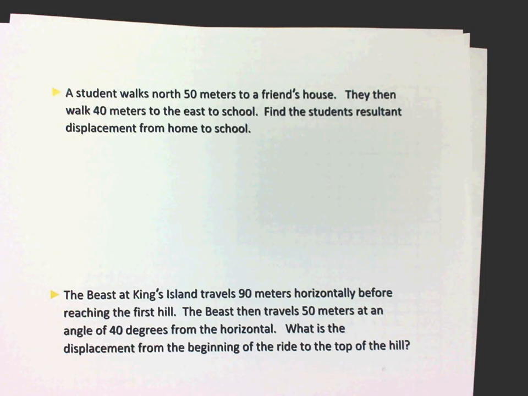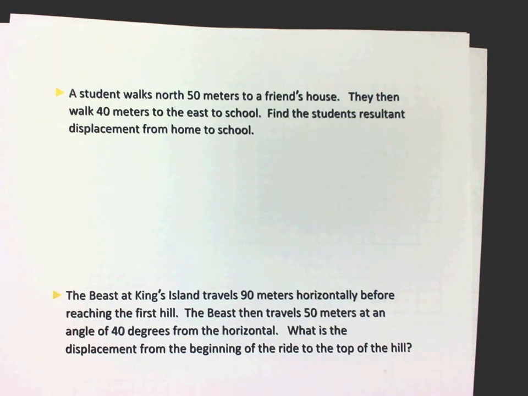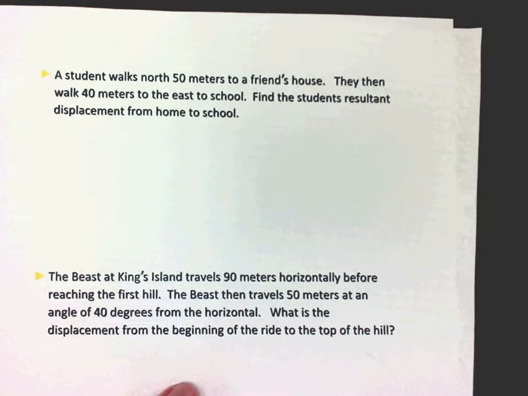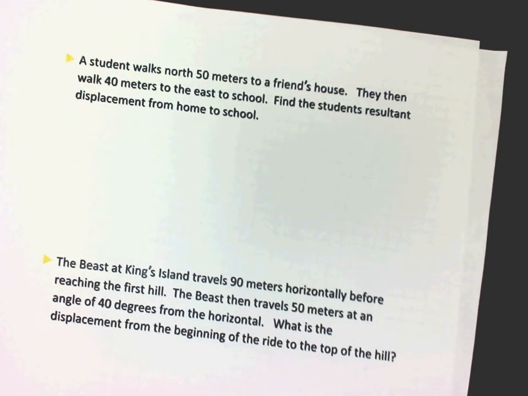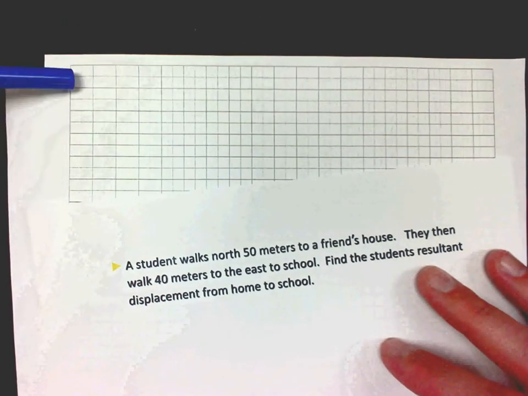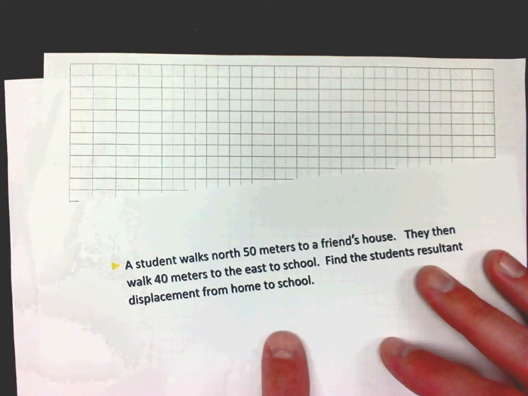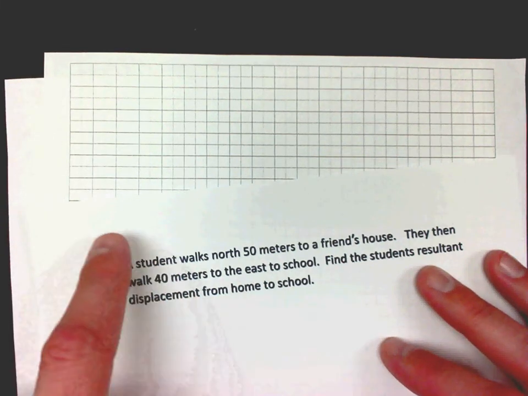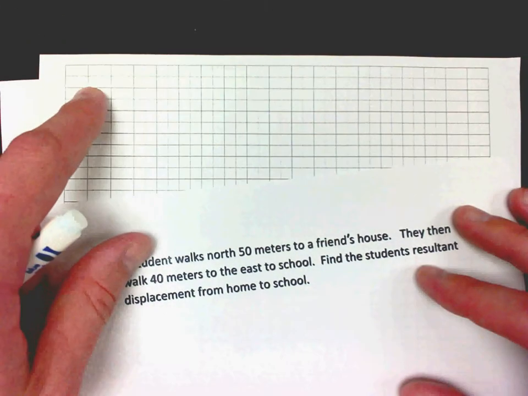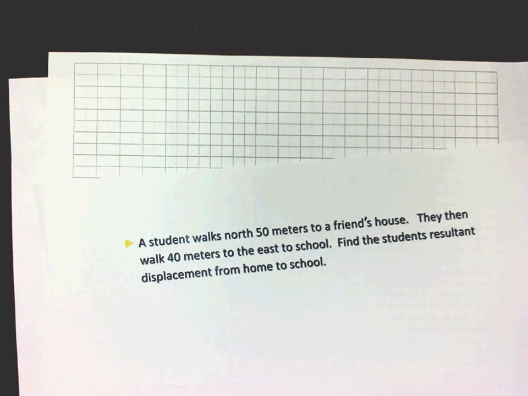And so to do these graphically, the first thing we have to do is come up with a scale. Our scale is going to involve looking at this graph paper and saying a certain displacement is equal to one of these boxes. When we look at 50 meters and 40 meters, we want something that's going to fit on this piece of paper, not be too big. But it can't be so small that the lines are tiny, because with a really small scale, there's going to be a lot of error. So you want something in the middle.